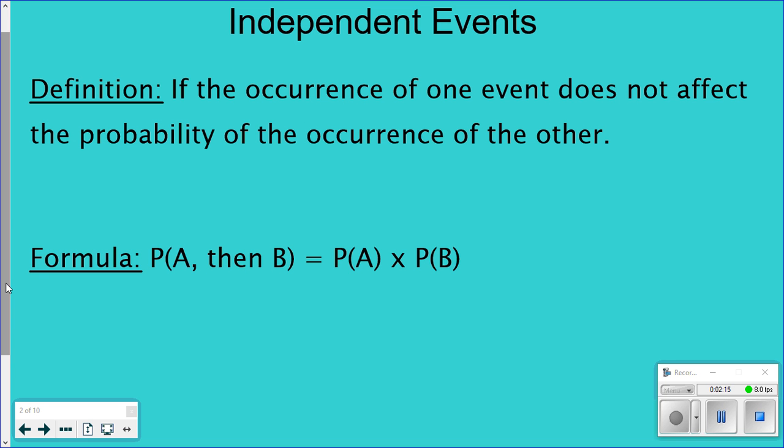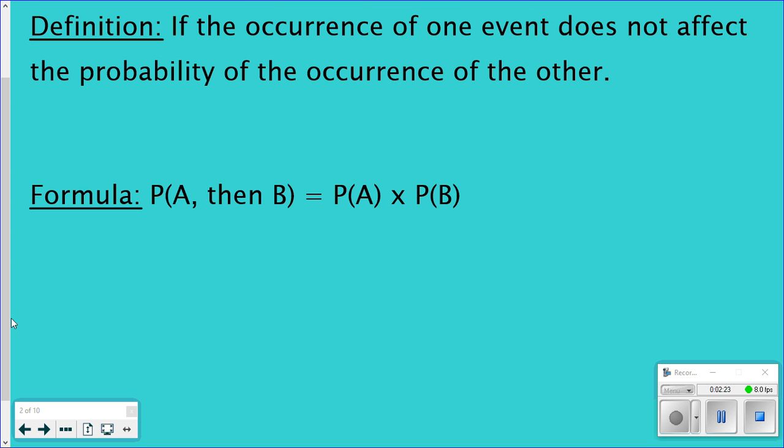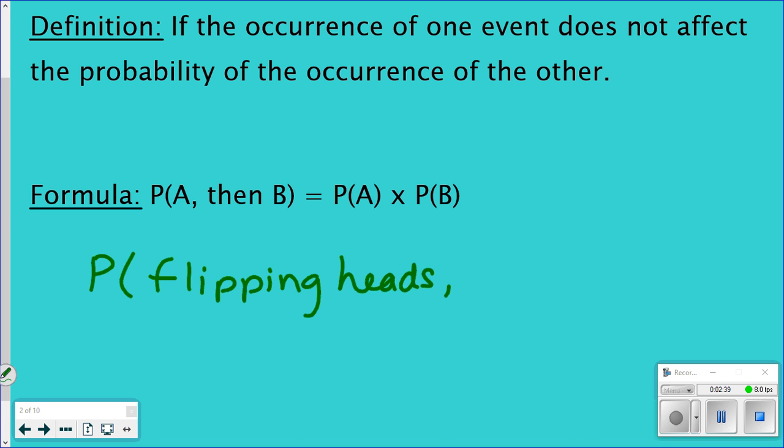Okay. If you want an example, here's an example. Let's say you're going to roll a number cube or a dice, and you're going to flip a heads or a tail. What's my probability of flipping a heads, and rolling even on the dice? This is an example of independent events. So my probability of flipping heads on a quarter and then rolling even on a dice.